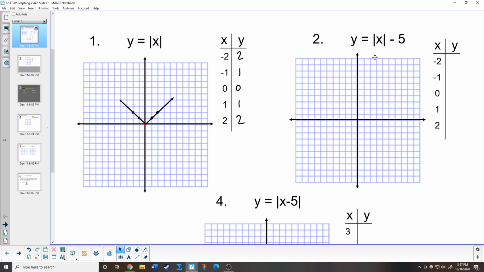Let's go ahead and do another one. So this one right here, let's plug in -2 again. And again, we're not going to write in every single one right now in this demonstration, but that might be a good thing to do.